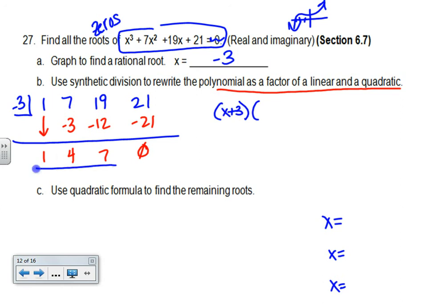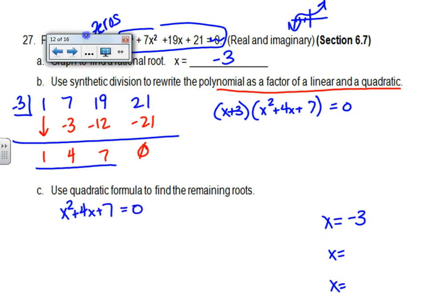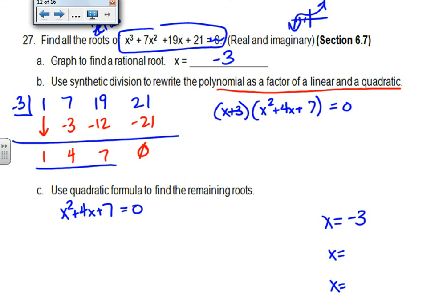And then if I take this thing that's in red right here and write this polynomial as a quadratic, I get x squared plus 4x plus 7. They still want us to find all of the roots, and I already found one through inspection of the graph, but now part C says use the quadratic formula to find the remaining roots. The reason we have to use the quadratic formula is because x squared plus 4x plus 7 is not factorable. I guess the only other option is you could complete the square instead of using the quadratic formula, so if you really wanted to do that, you go right ahead.